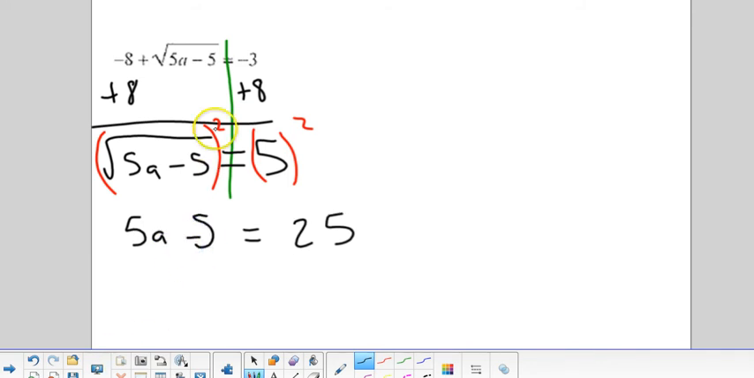And again, the square root and squared are going to cancel each other out, because the square root is a half power, squared is the second power, and those are inverse of one another. Go ahead and solve, add 5, divide by 5, you get a equals 6.